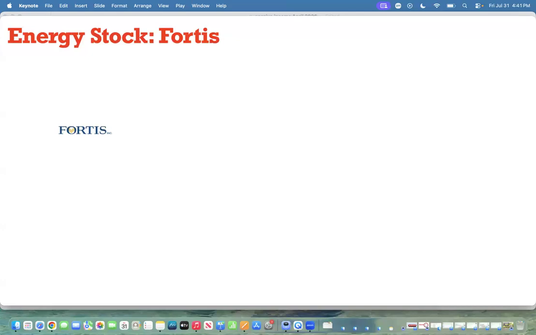Fortis is the company that I'm buying in the month of April that we are doing today. So this month, Fortis.